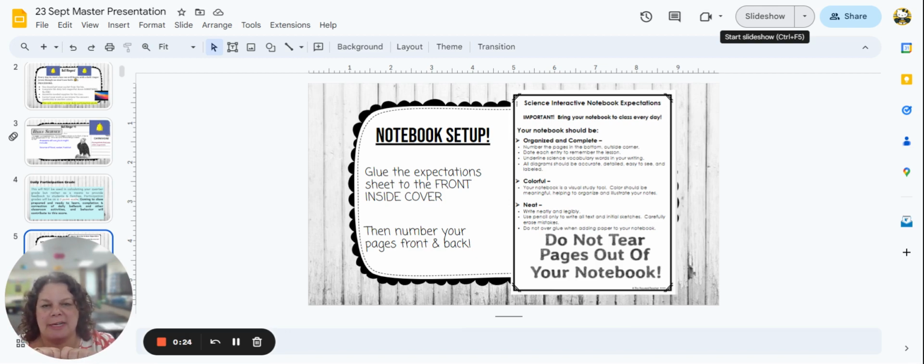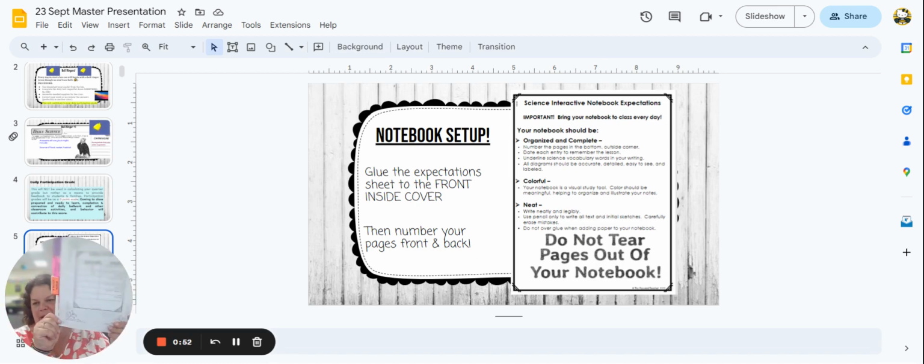So you should have collected some papers from me or Mr. Roweeder at school. And the first thing you want to do is to cut out and glue in this expectation sheet. Looks like this. So inside the front cover, you're going to want to have your notebook expectations. Then starting on the very next page, you're going to number the pages front and back. I kind of cheated a little bit and only did the odds. So I started at the next page and numbered that page number 1 and so on throughout the notebook.